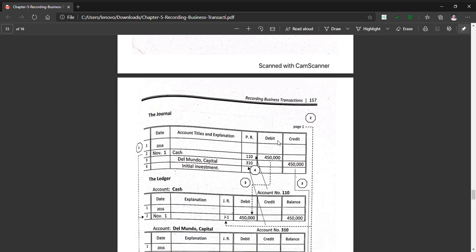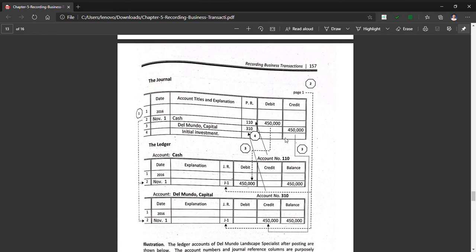So, yung journal, yung pa-post ganito. First, you transfer the date, right? So, in this case, November 1 yung date niya, 2016. So, under the ledger, ilagay nyo din siya. 2016, November 1. Okay? As you can see, separate yung under sa cash, tapos separate yung under sa Del Mundo. Kasi nga, sabi ko, under sa ledger, every account title has its own part in the ledger. Kasi nga, ang goal ng ledger is to determine the balance of every account title.